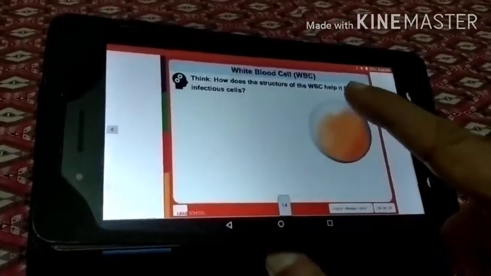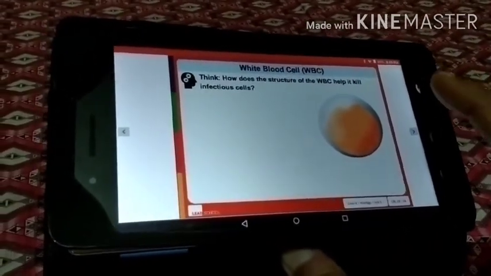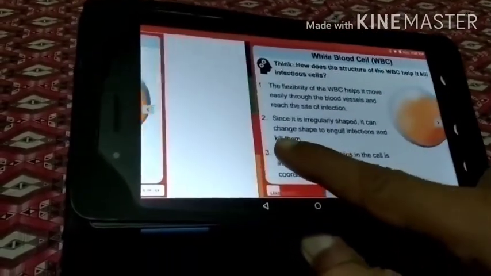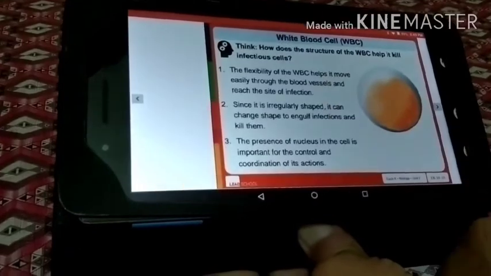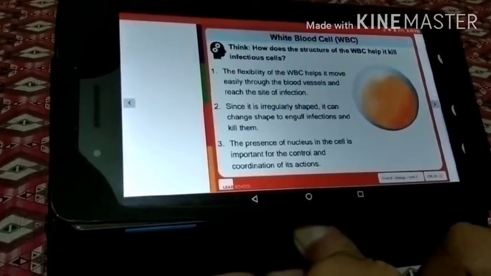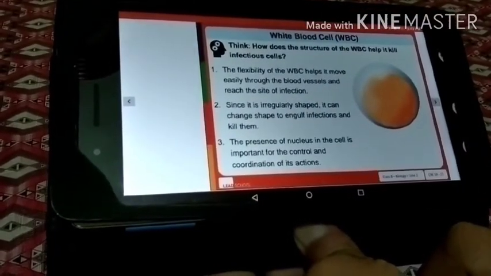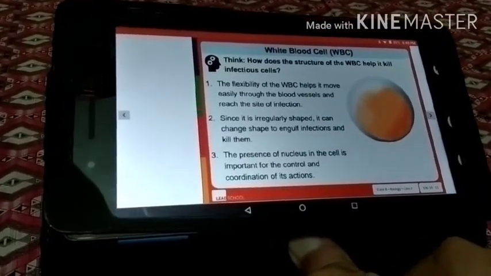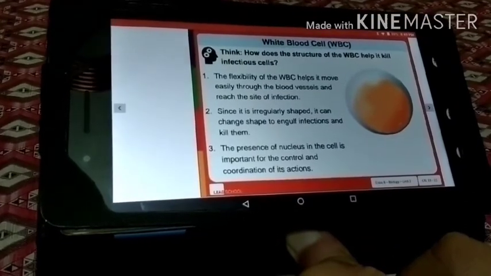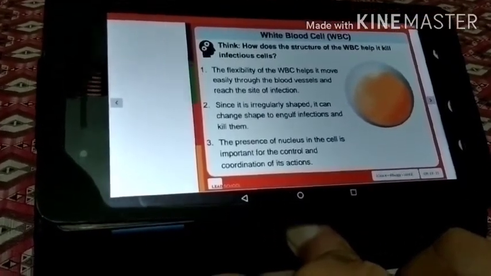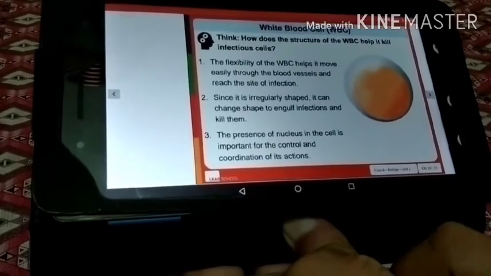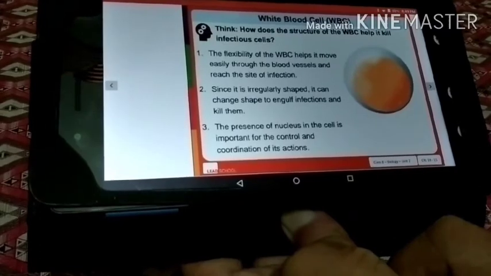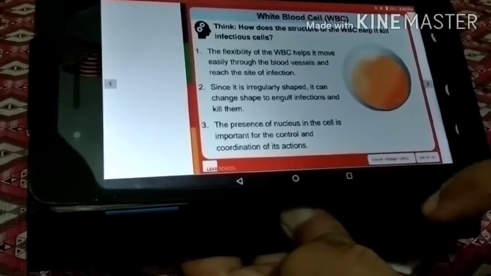How does the structure of the WBC help it kill the infectious cells? The answer is the flexibility of WBC helps it move easily through the blood vessels and reach the site of infection. Since it is irregularly shaped, it can change shape to engulf infections and kill them. The presence of nucleus in the cell is important for the control and coordination of its actions.